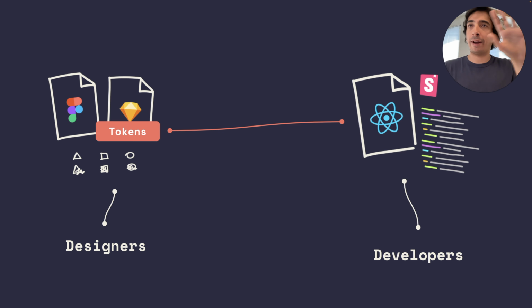So how do I translate the tokens into code? That's also a very common question. To translate the design data to code, there are a lot of tools out there that can help you, but you can also build it yourself.